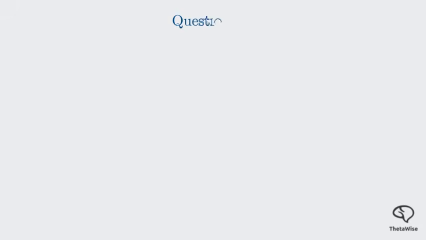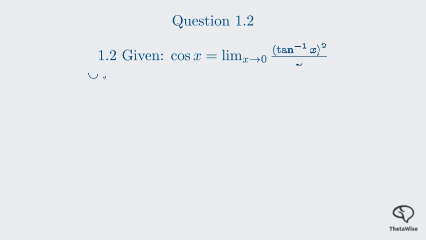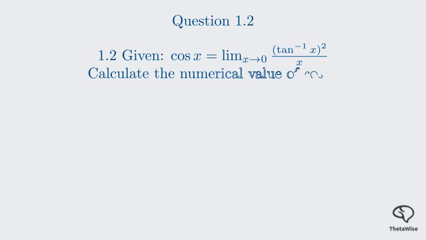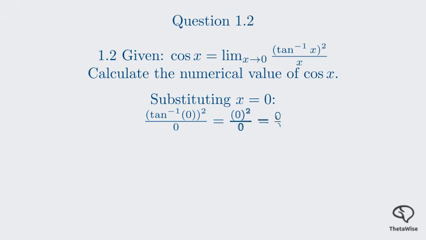Let's move on to the second part of question 1. Here we are given a formula for the numerical value of cos x defined as the limit of the inverse tangent of x squared, all over x, as x approaches 0. We need to calculate this value. As before, our first step is to attempt substitution. We'll substitute x equals 0. The inverse tangent of 0 is 0, so the numerator is 0 squared, which is 0. The denominator is also 0.